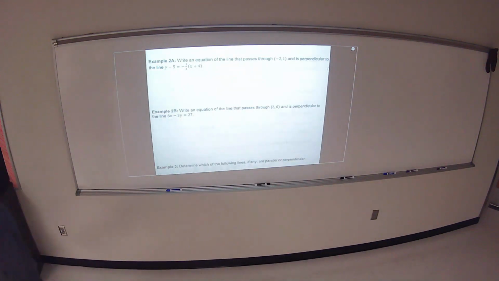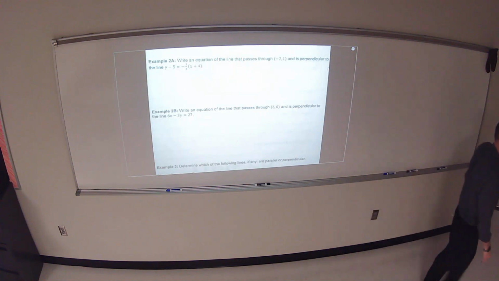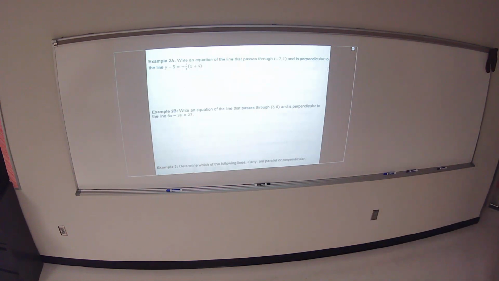Caleb, do we know what the slope of the given line is? No, yes, well, which one? It's one of those two. Yes. Okay, why? What form is that equation in? It's in point slope form, okay?